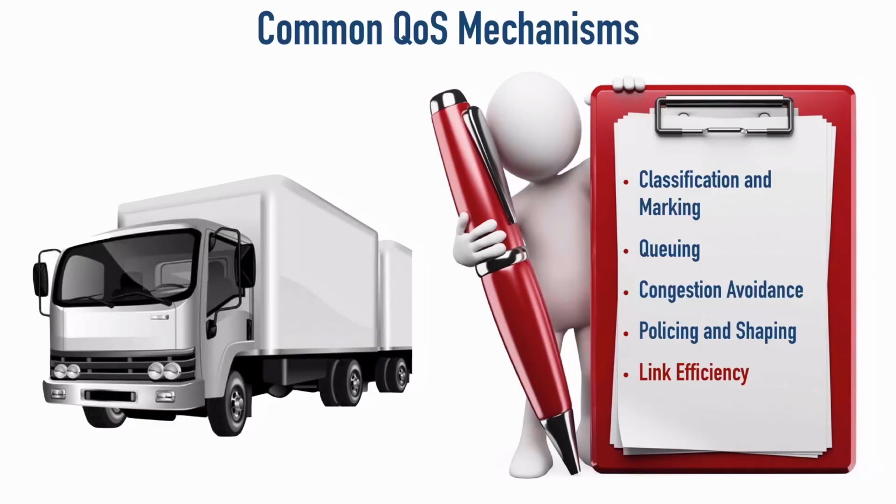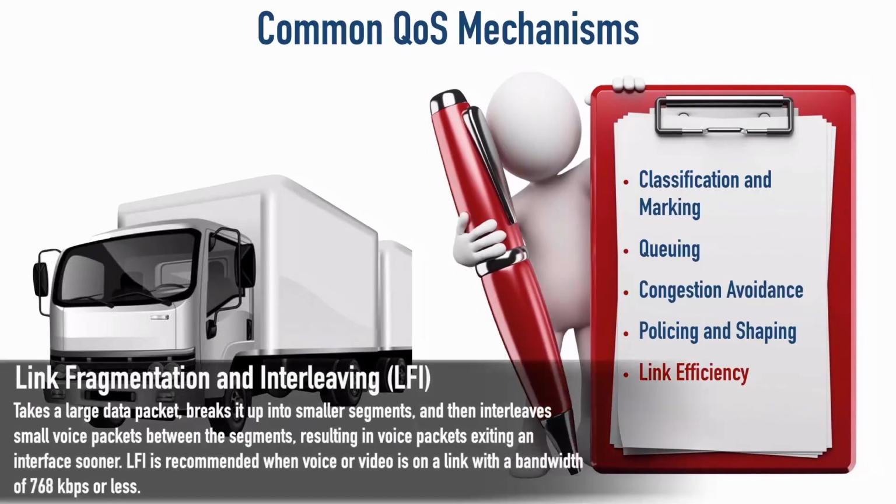But typically when we do RTP header compression, we're going to have a 2-byte header instead of a 40-byte header. By the way, Cisco says that this is appropriate when the link speed is less than 2 megabits per second. So, a fairly slow WAN link speed. The other link efficiency tool I want you to know about is called link fragmentation and interleaving, or LFI.